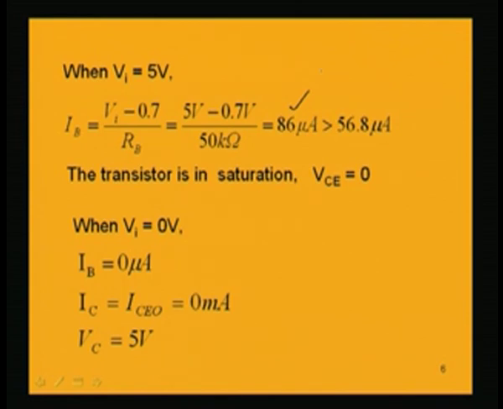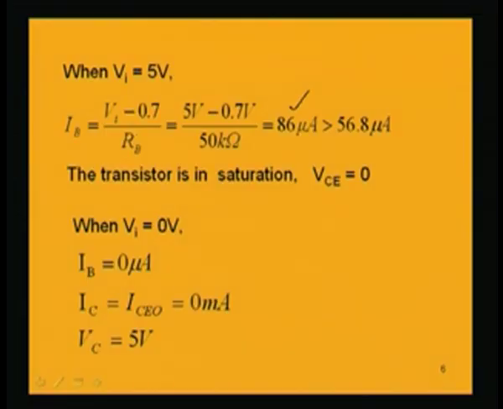That is well above the value of IB required for saturation, because saturation requires an IB value of 56.8 microampere. Whatever we are getting here, IB is much greater than 56.8 microampere. So, the transistor is driven into saturation. So, the output voltage VCE, or the voltage at the collector Vc, will be equal to 0. So, when you have an input of 5 volt, output becomes 0.